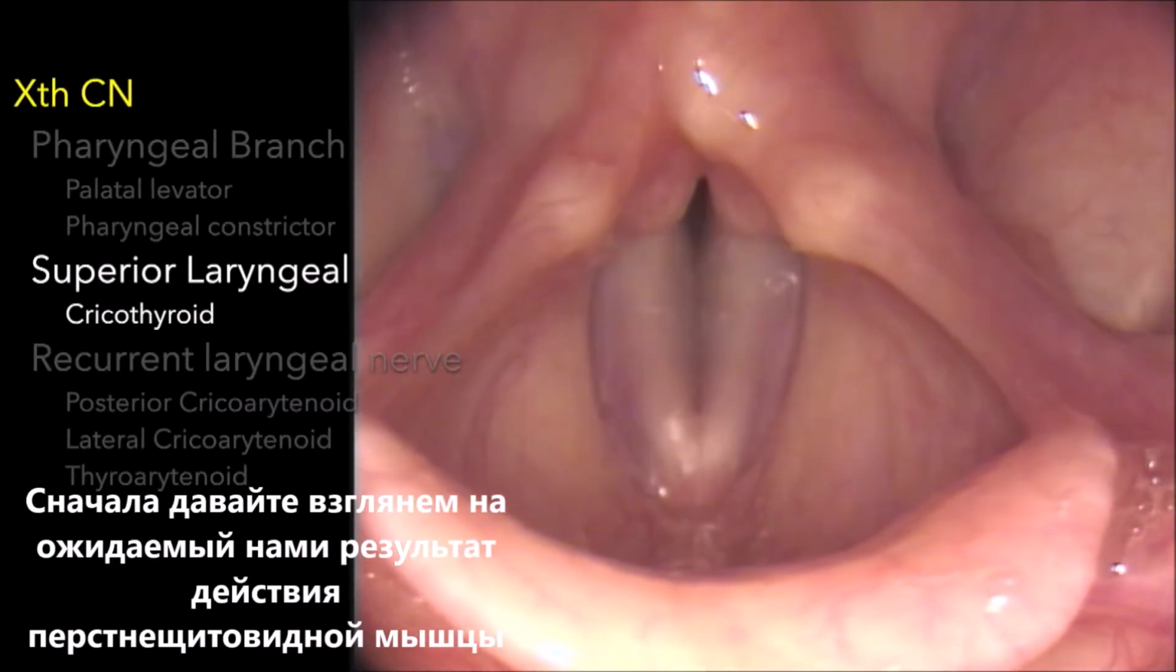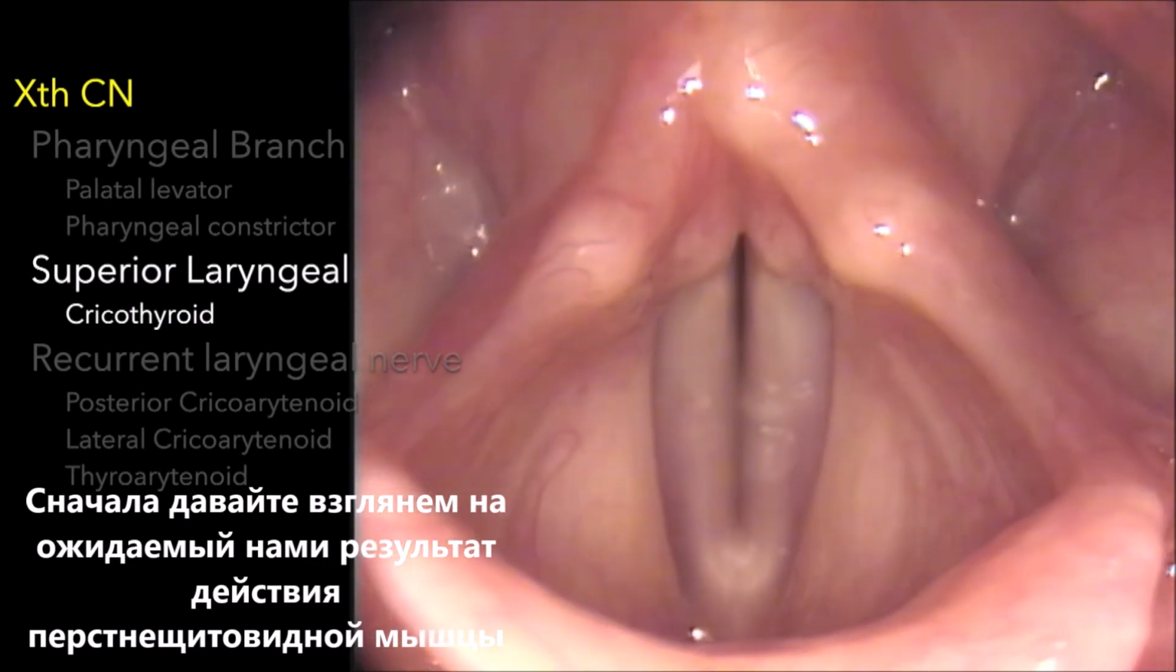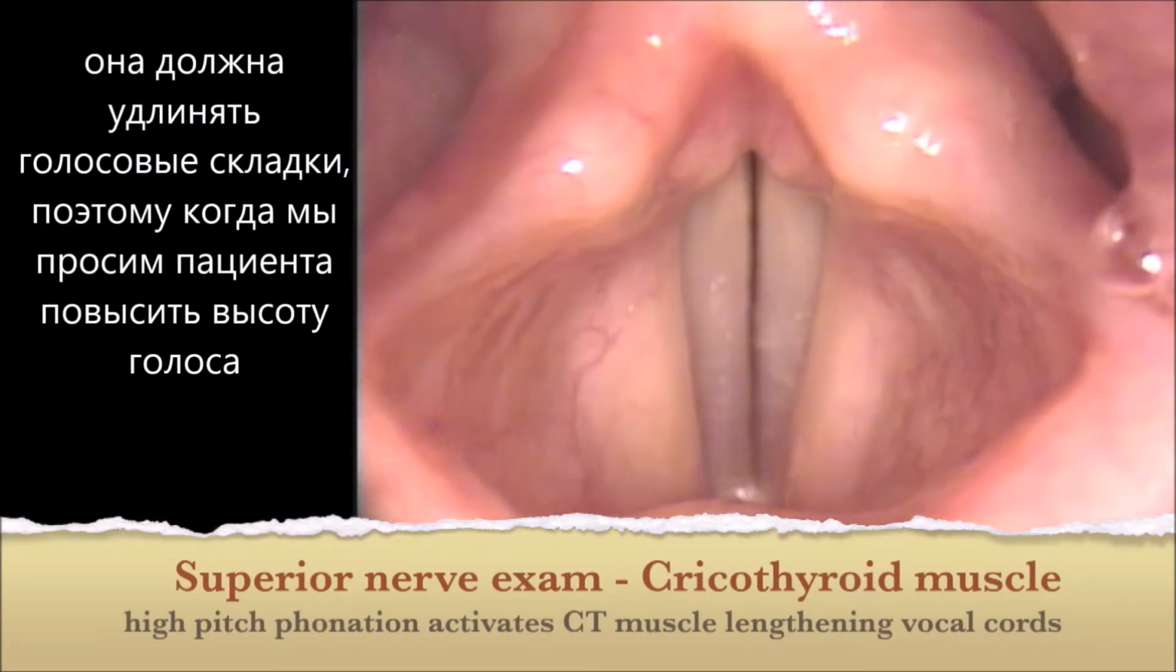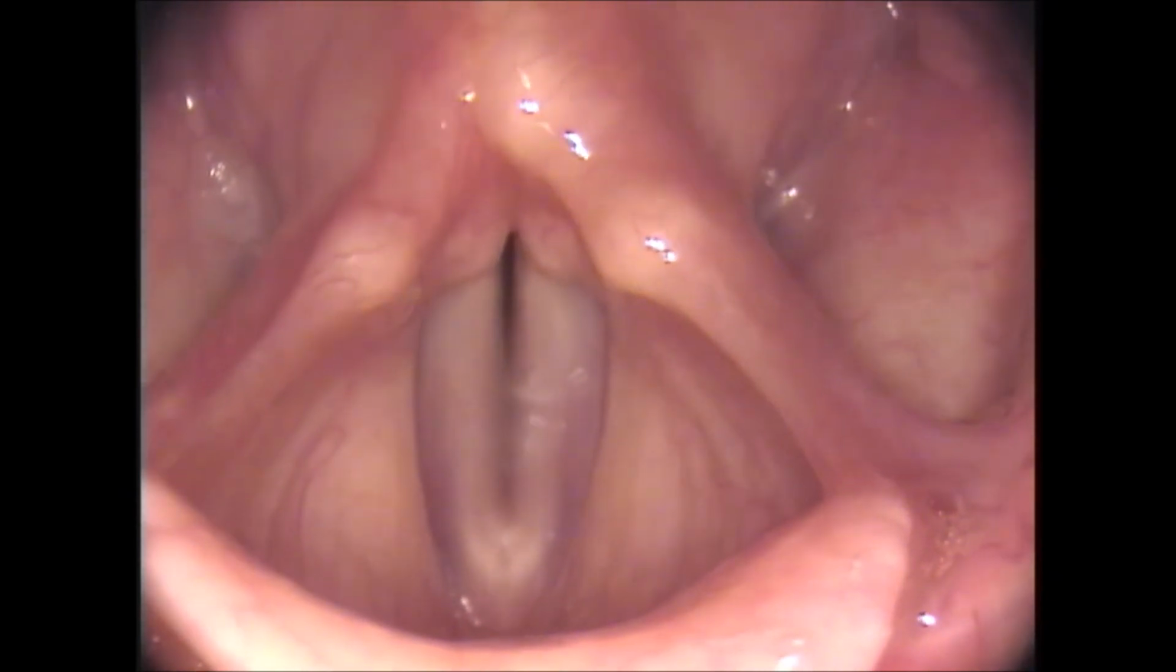First, let's take a look at what we expect to happen when the cricothyroid muscle engages. It's supposed to elongate the vocal cords, so when we ask a patient to increase their pitch, we expect the vocal cords to lengthen. Let's take a look at what normally should happen.